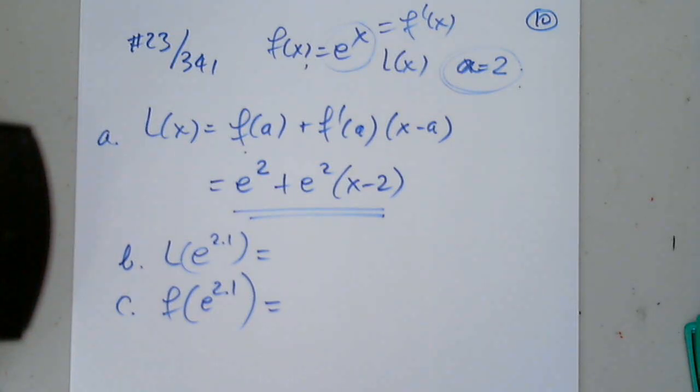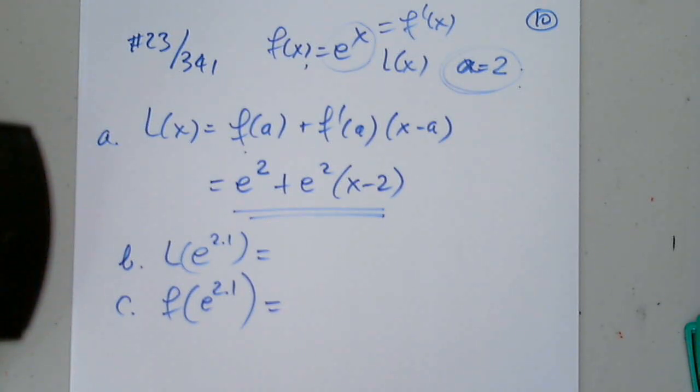So in y equals, clear, clear. I'm going to put the linearization first. e squared plus e squared again. And in parentheses, x minus 2. Now I will put in the function, which is e to the x. And I go back, and in both of them, I plug in 2.1.